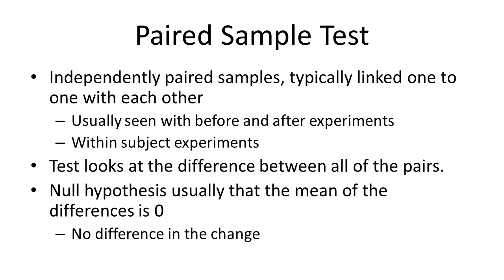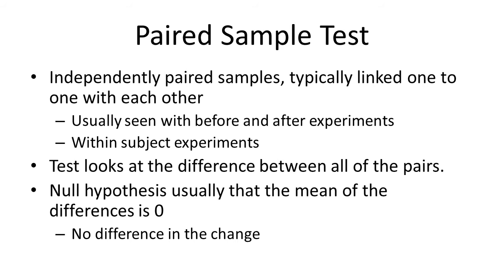So then moving on from that is the paired sample test. In this case, you have independently paired samples, typically linked one-to-one with each other. Usually you see that with before and after experiments or within-subject experiments. For instance, having the spike rate of a neuron, then applying some type of drug to it, and then looking at the spike rate afterwards. And you want to see if the drug actually makes a difference.